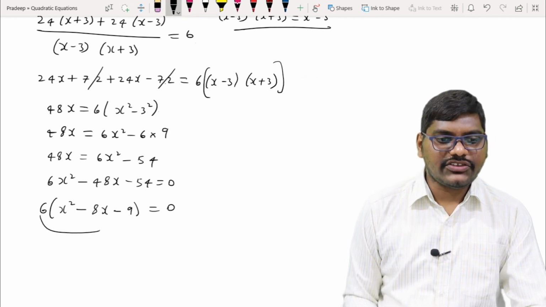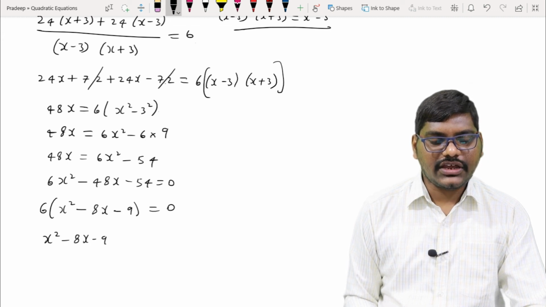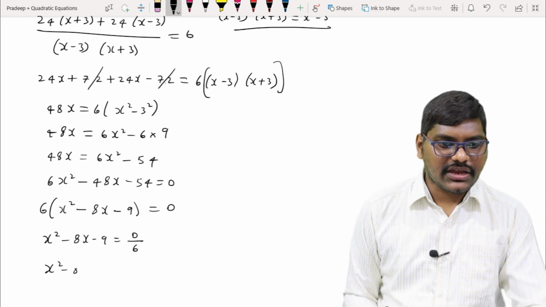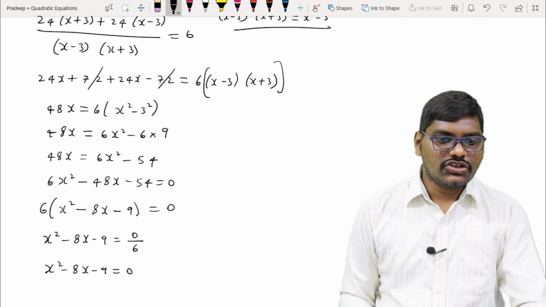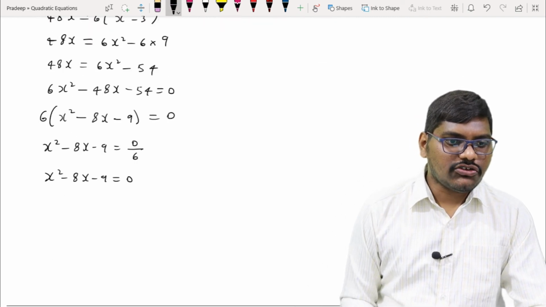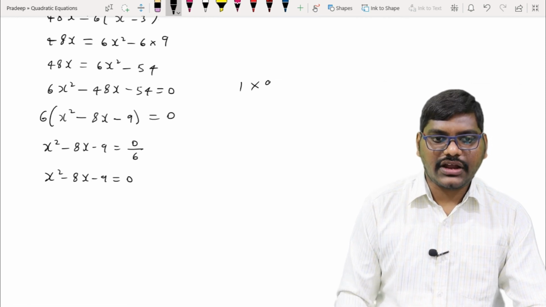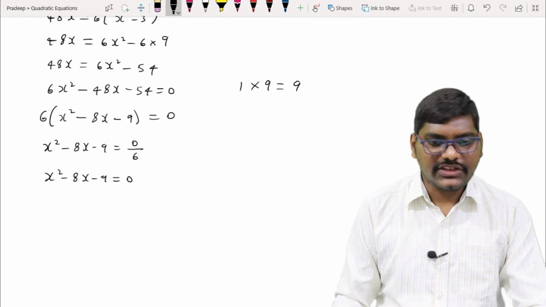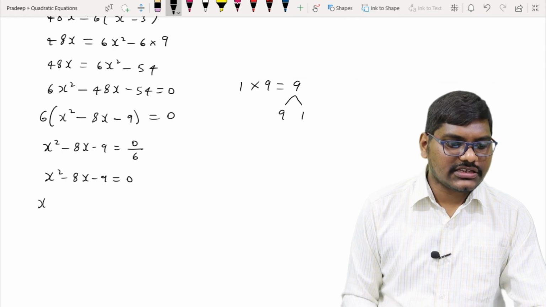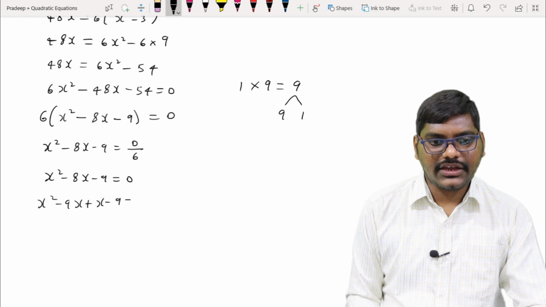So now if I send this 6 to other side, this is becoming x square minus 8x minus 9 equal to 0 by 6. Okay, so this is x square minus 8x minus 9 equal to 0. So this quadratic equation, we are going to find out the roots for that. So the coefficient of x square is 1, and the constant is 9. 1 into 9 is 9. Okay, so we can simply take 9 ones is 9. All right, so I can write here x square, this is minus 9x plus x minus 9 equal to 0.